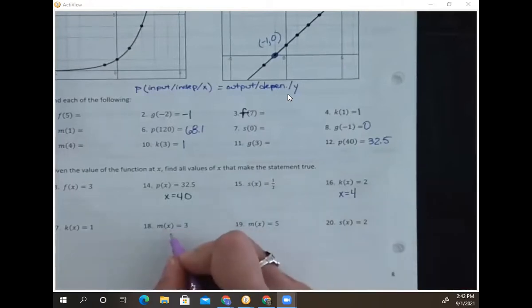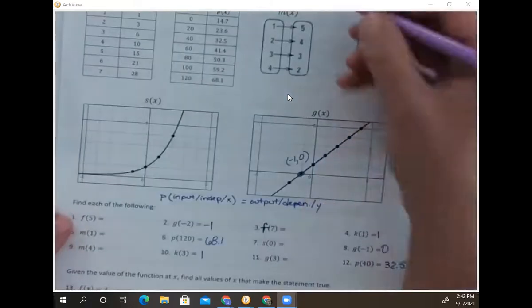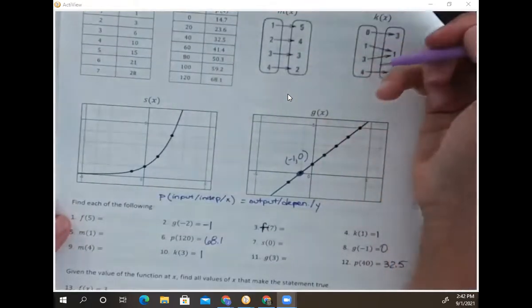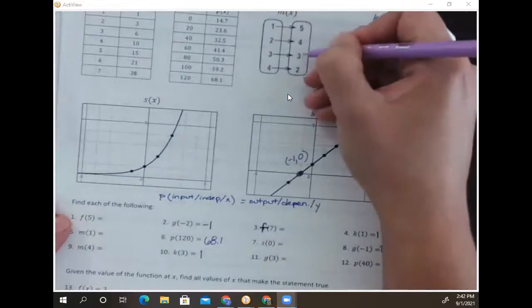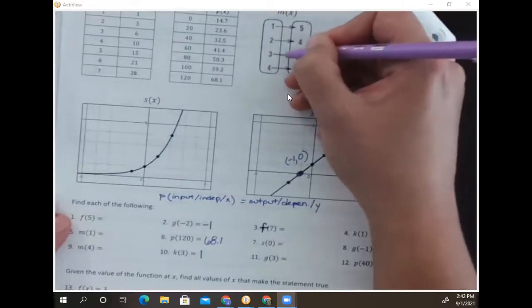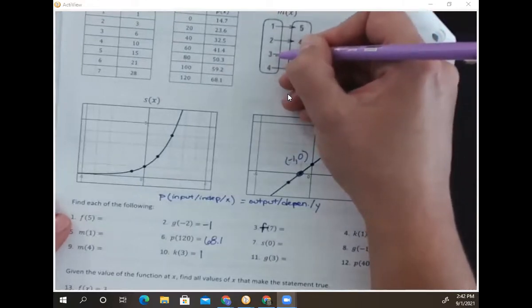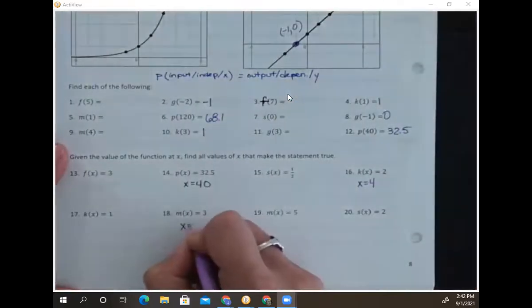For 18, I have M of X equals 3. M of X is this mapping right here. I know the output I have is 3, so I can trace that back to the input that I had to have started with, which would also be 3. So X equals 3 here.